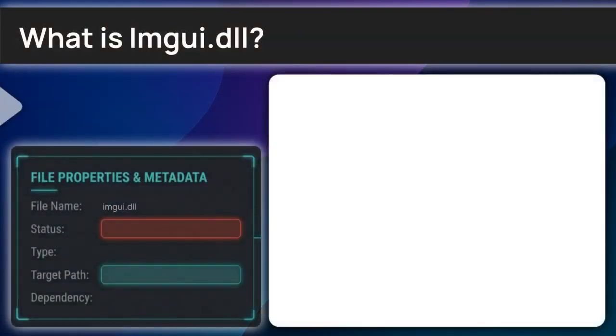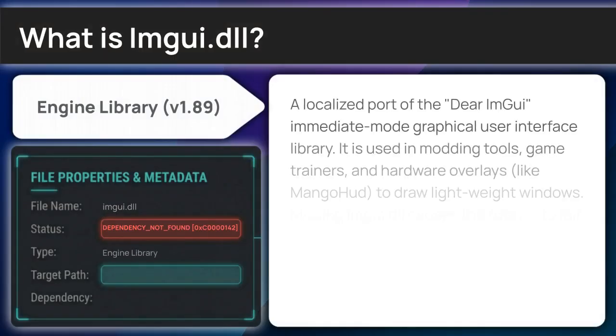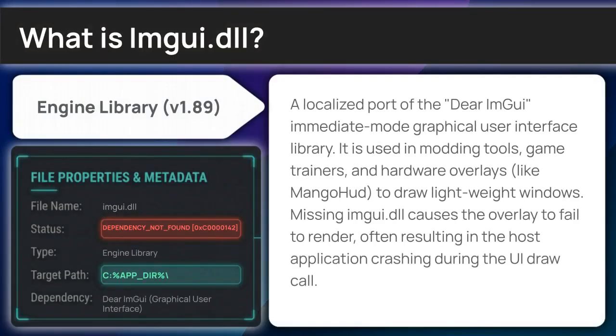This is the immediate mode Graphical User Interface, a localized port of the Dear ImGui immediate mode Graphical User Interface library. It is used in modding tools, game trainers, and hardware overlays, like MangoHud, to draw lightweight windows. Missing Imgui.dll causes the overlay to fail to render, often resulting in the host application crashing during the UI draw call. Now that you have the context, let's move into the repair process with a fresh installation.